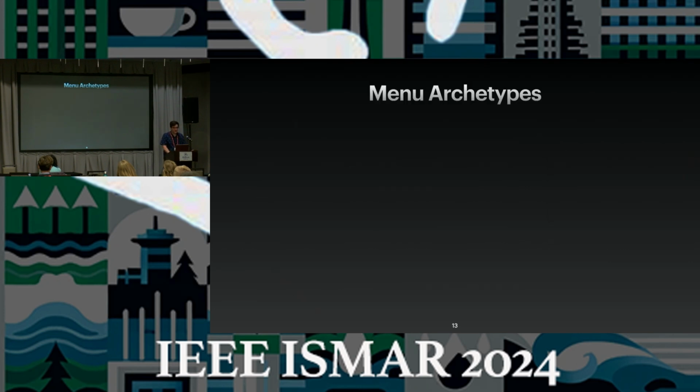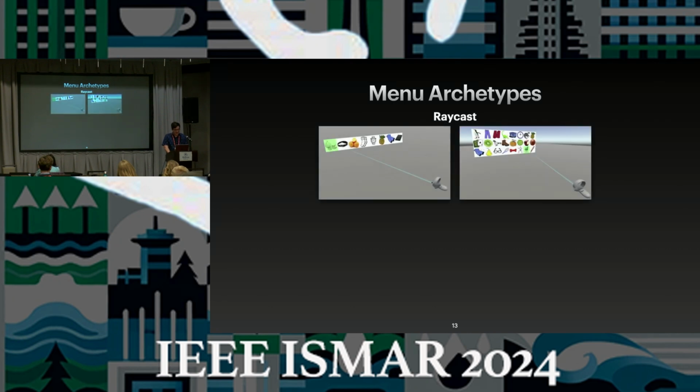So for the purposes of our study, we took these common design characteristics and designed 6 total menu archetypes. Each of these is a combination of item layout, selection technique, interaction technique, and anchoring. For each category, we made a version that supported 8 items and another version that supported 24 items, because these are the most common size categories that we found. So on the top, we have raycast selection, with the menu mounted in the world, where you raycast to select, like most common menus had.